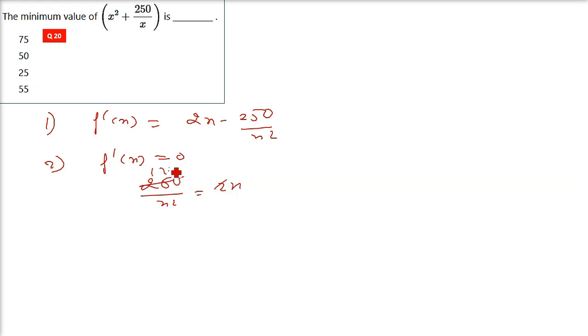You can cancel this, 125 and x cube equals 125. So 5 into 5 into 5 is 125. So x cube is equal to 125, x will be equal to 5 into 5 into 5, you are going to get x equals 5. Now x equals 5, just put this x equals 5 in this equation and find out the value.